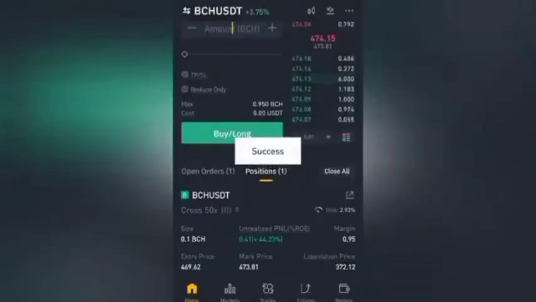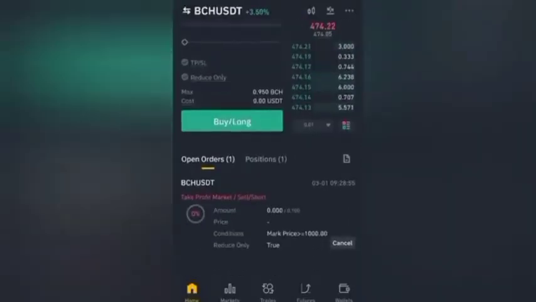confirm sell, you would notice that my order would be in the open orders section. As you can see, it is already there that when the price goes to 1000, my order would be executed.